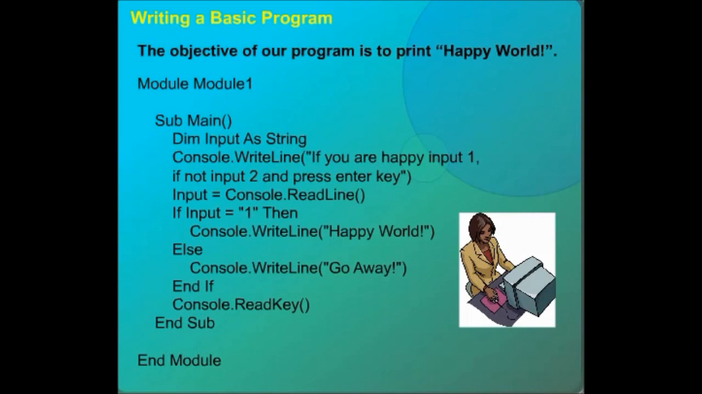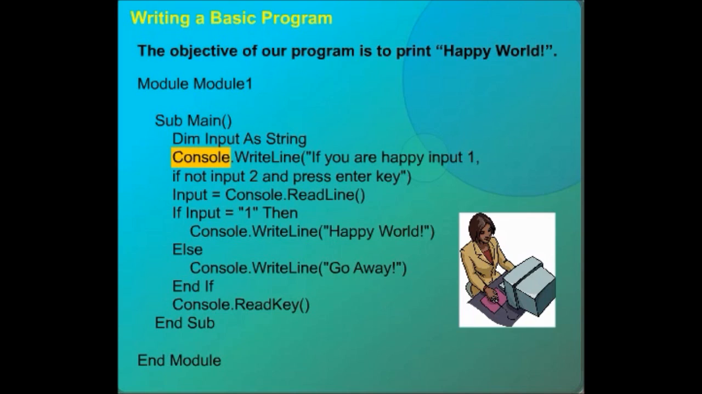I'm going to write and compile a basic program. The objective of this program is to print Hello World. Before we start working with Visual Studio Express, let's take a look at the program and look at each line individually. Here, Module 1 is the program name, and Sub Main is the entry point of the program. Dim is the keyword used to declare a variable. We declare a variable input, so the computer is directed to get the input from the user.